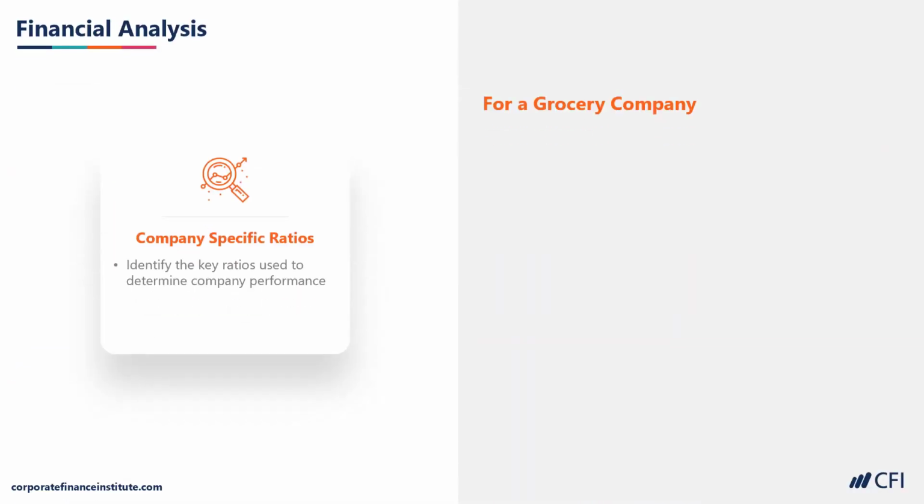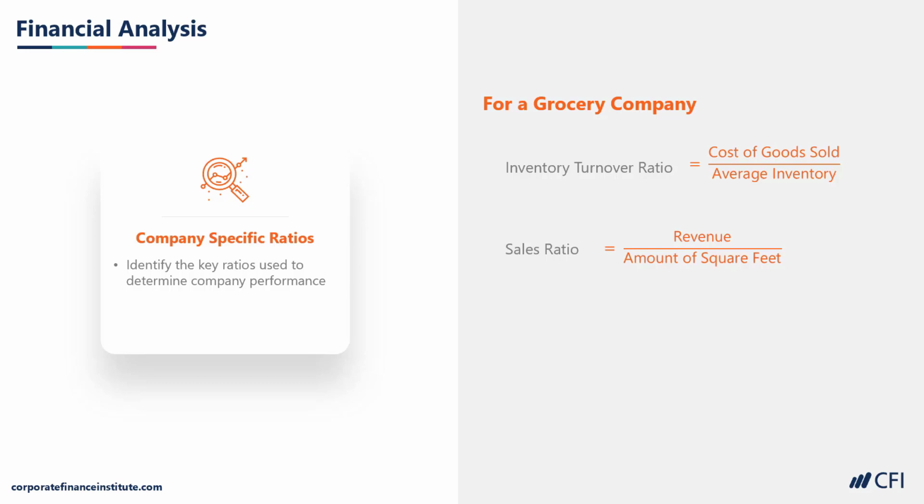So let's look at an example of company-specific ratios for a grocery business. We would want to look at the inventory turnover ratio to see how quickly inventory is sold. We'd want to look at the sales ratio of revenue per square foot. Revenue per square foot is a very good indicator of how much a company can sell given a certain size store. Then liquidity ratios are also very important, looking at the company's current assets relative to its current liabilities. And finally, the profit margin ratios such as gross profit divided by revenue or net profit divided by revenue.